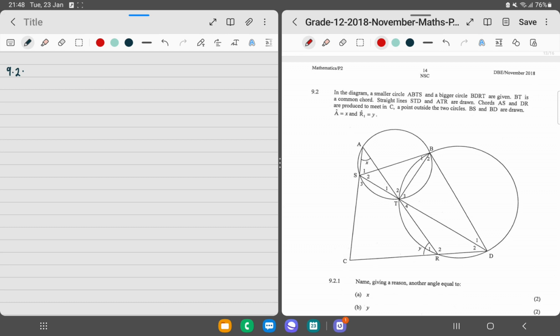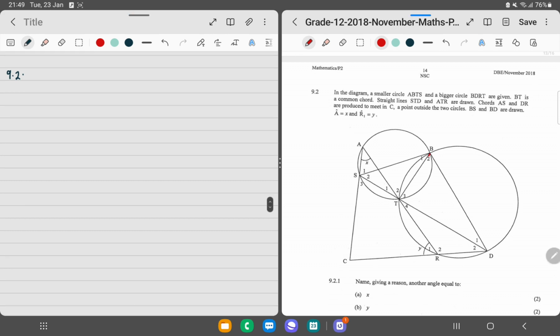Okay, so if we focus on this circle, we can see that B1 should be equal to X because of the angles in the same segment.